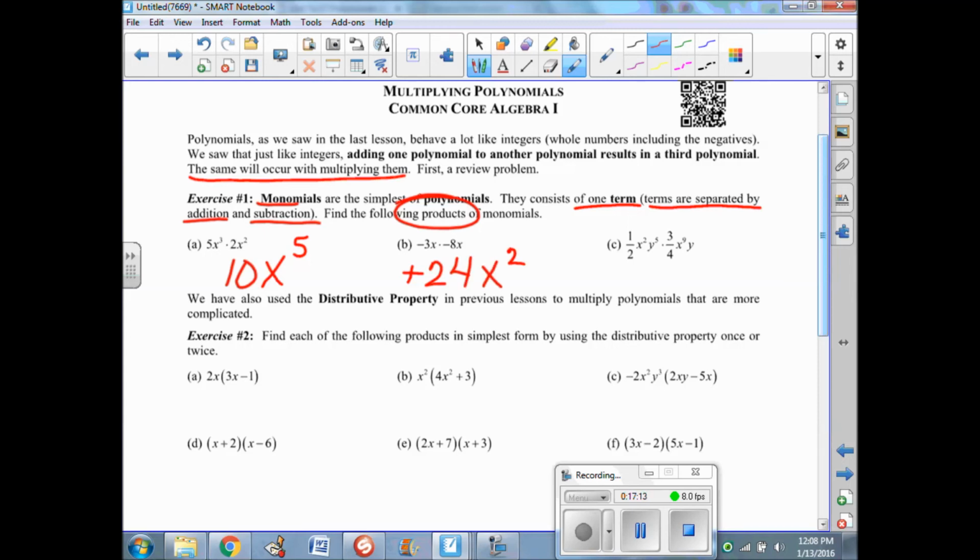This one's going to be 3/8 x to the 11th, y to the 6th.